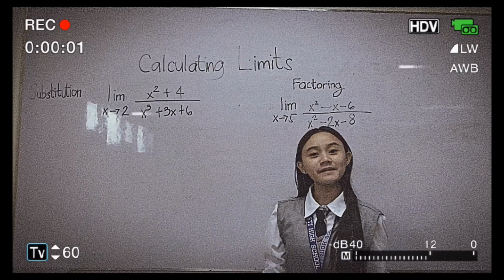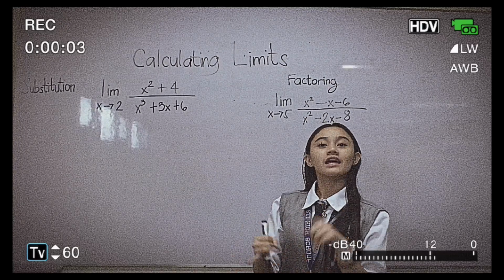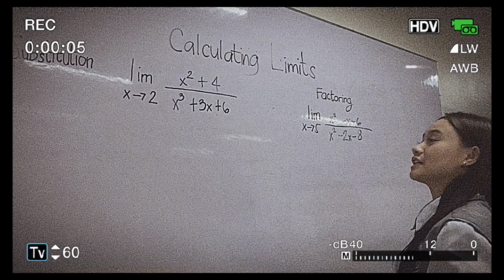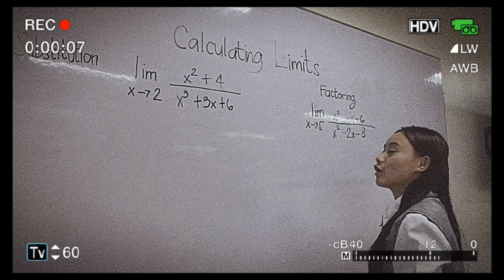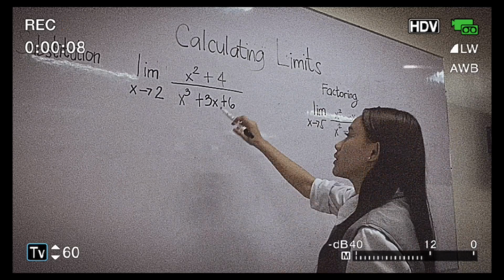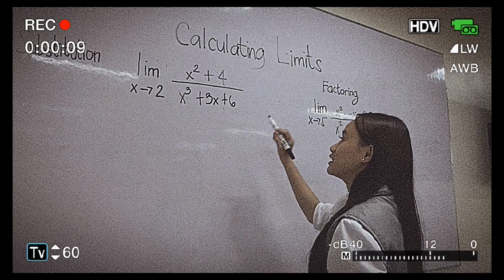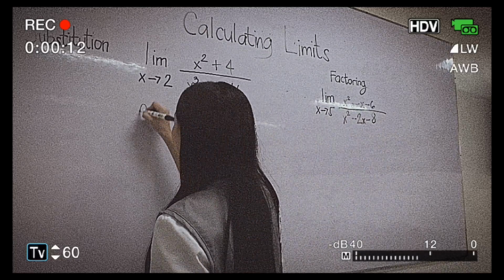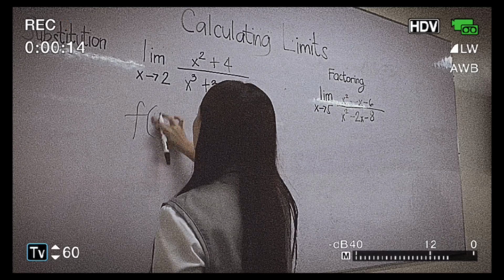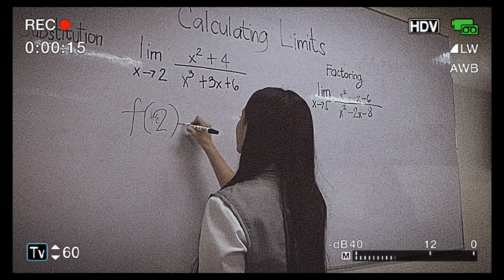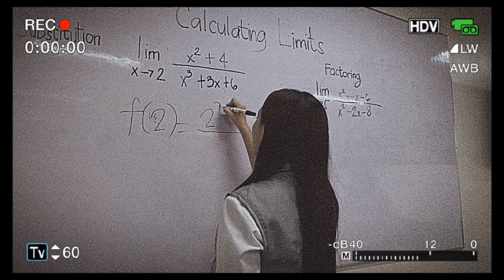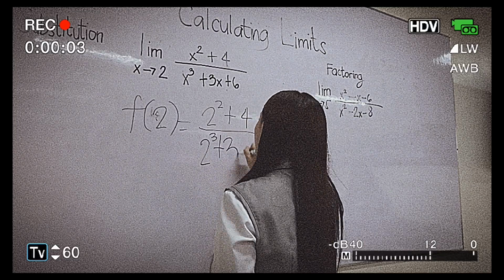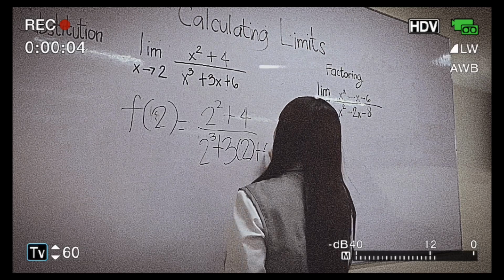To calculate limits, we can use substitution, factoring, and rationalizing. So let's use substitution first, and then we have our example here. Limit x squared plus 4 over x cubed plus 3x plus 6 as x approaches 2. And then we have to substitute the x to our function. So f of 2 equals 2 squared plus 4 over 2 cubed plus 3 times 2 plus 6.